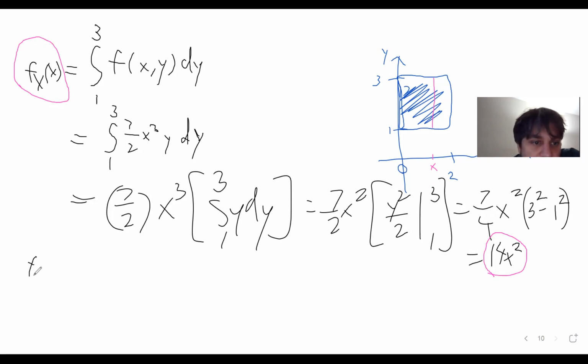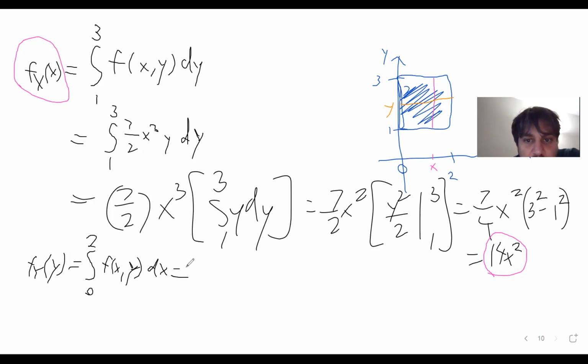Now f sub Y of y is then equal to the integral of f of x comma y dx. So here we want to fix y, and that's a horizontal line. We want to integrate over all the possible values of x for a fixed y, and so that's from 0 to 2, because x ranges from 0 to 2 for a fixed value of y.